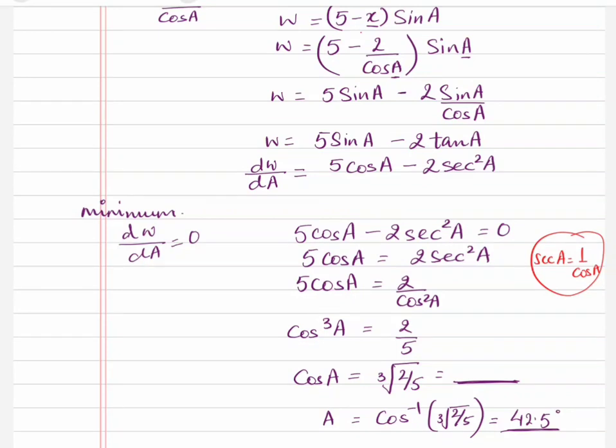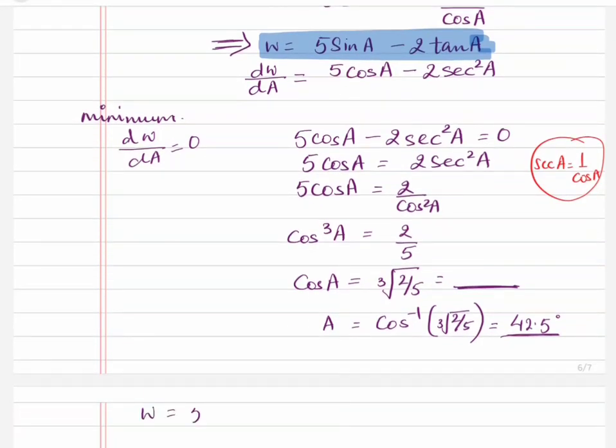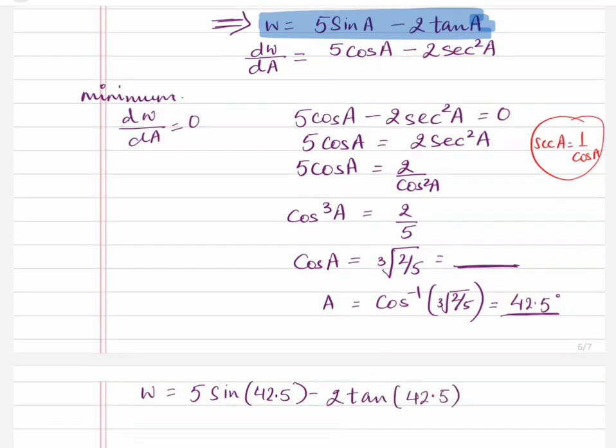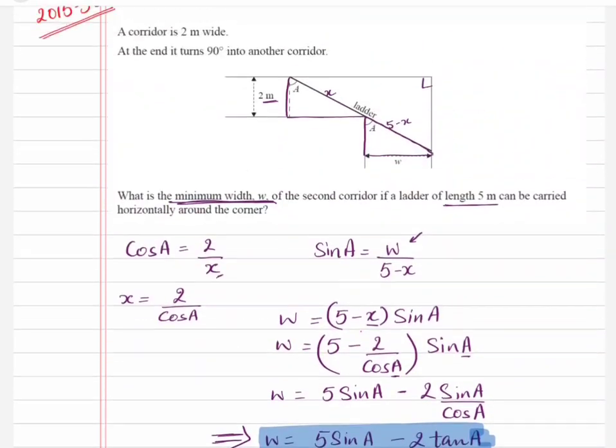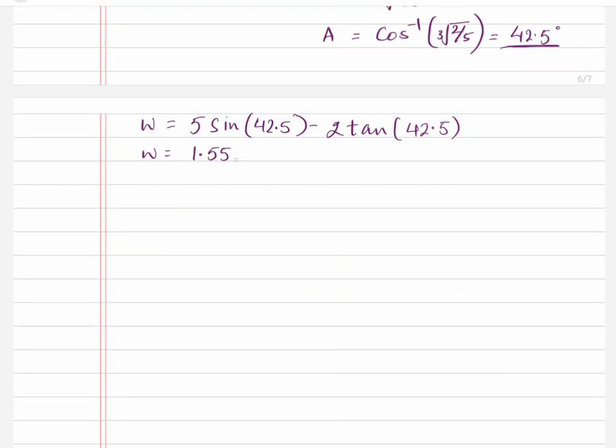Now we need to find the value of W. So let's go back and find the equation. So this is W, right? 5 sine A minus 2 tan A. This is the easiest value that we can substitute A in. So let's substitute the value of A in there and find W. So W is equals to 5 sine 42.5 minus 2 tan 42.5, right? Again, let your calculator do the magic and give me the answer. So the answer is 1.55. And I think the units are meters that they have given. Yep, so 1.55 meters. All right, I hope this makes sense.